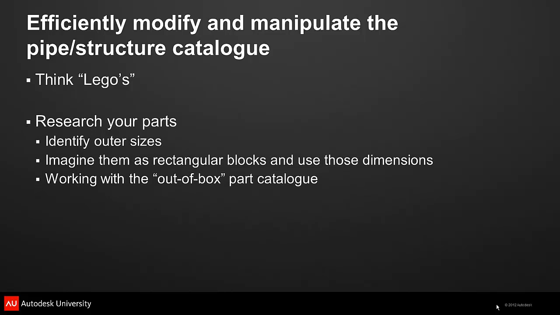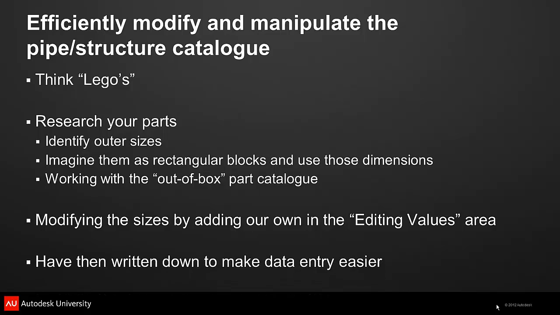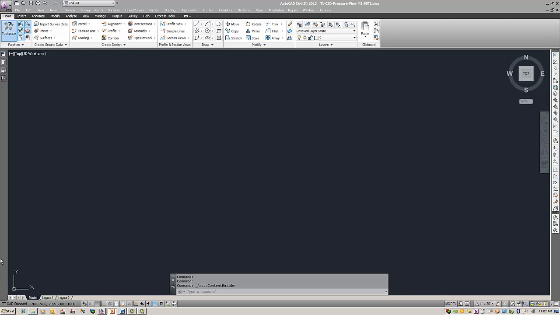You need to identify the outer dimensions of these parts so that when you add them in, this is going to be the graphical representation of the 3D model of the part that you're trying to add. We will be working with the out-of-the-box part catalog and just modifying those values by editing the values in the areas. That's why it's so important to have your items written down. It makes the data entry so much easier. So let's go ahead and dive in.